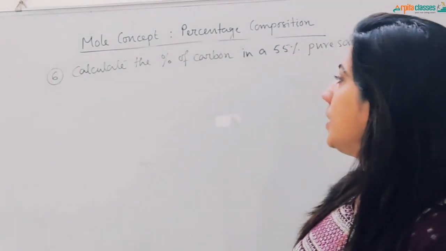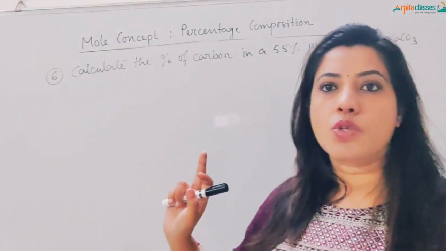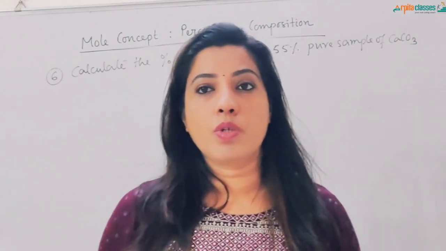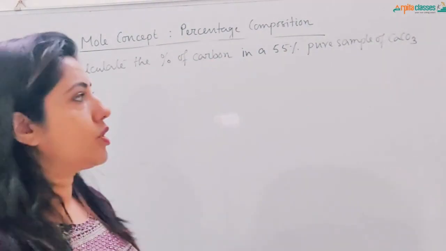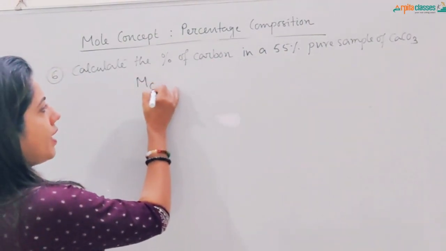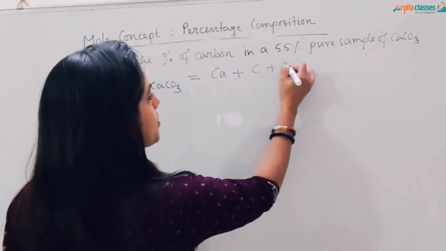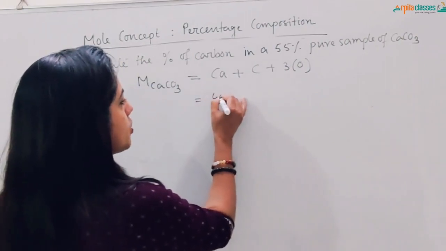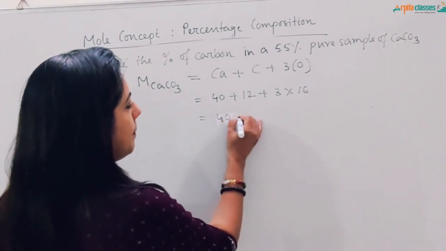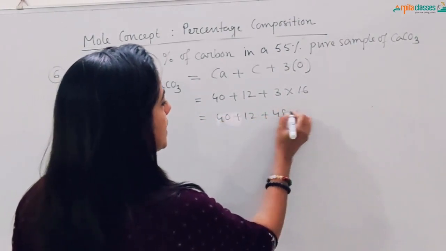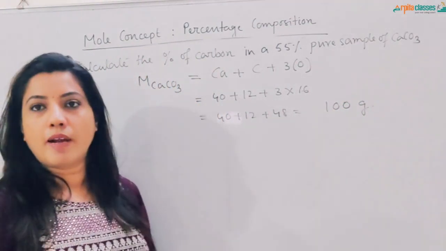Question number 6. Calculate the percentage of carbon in a 55% pure sample of calcium carbonate. So we have calcium carbonate whose purity is 55% and we have to find out the percentage of carbon. First of all, the compound is calcium carbonate. Find out the molecular weight of calcium carbonate. That's Ca plus C plus 3 into oxygen. Ca is 40 plus 12 plus 3 into 16. So that's 40 plus 12 plus 48, that is 100 grams. So this is the molecular weight of calcium carbonate.